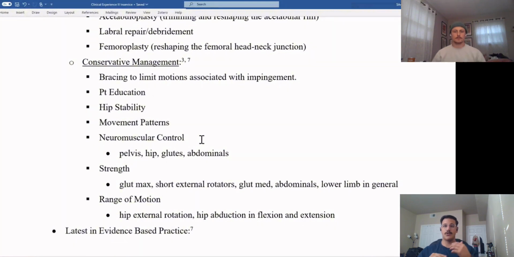Because then we're thinking of short-term pain relief while also focusing on other things that we can do in conservative management, which is hip stability, neuro-rehab, and movement patterns. Maybe finding ways that they can still perform their task while being able to reduce the amount of irritation that they cause while doing so.